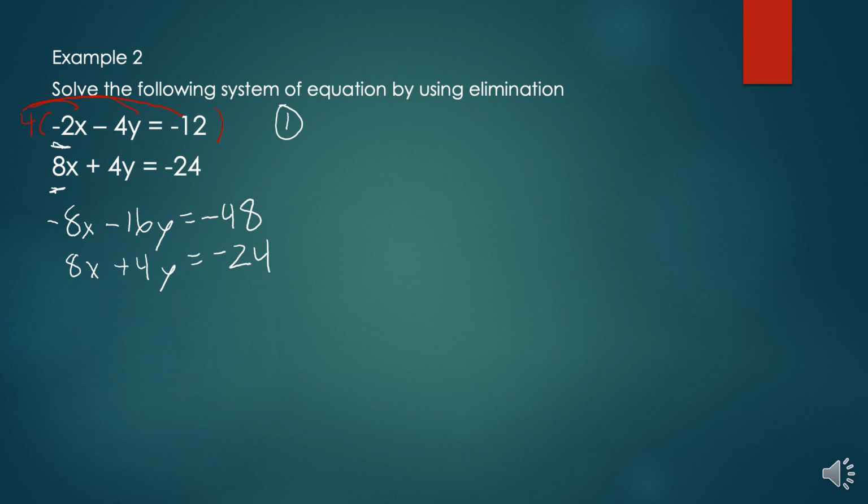Now we're going to do what we did in the previous one. I know that negative 8 and 8 are opposite coefficients, so that's the variable I'm going to eliminate. Negative 8 plus 8 gives me 0, so that's now gone. Negative 16y plus 4y gives me negative 12y, which is equal to negative 72. At this point, just use inverse operations to divide.